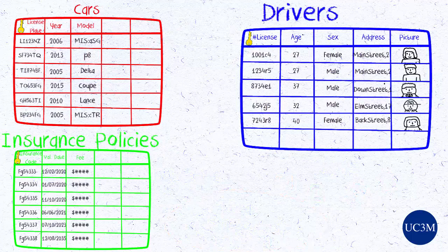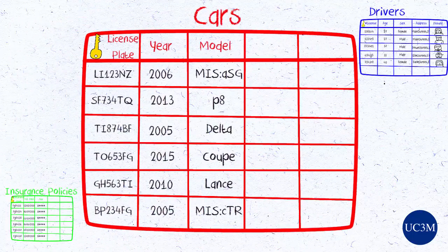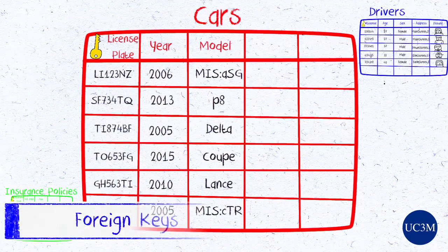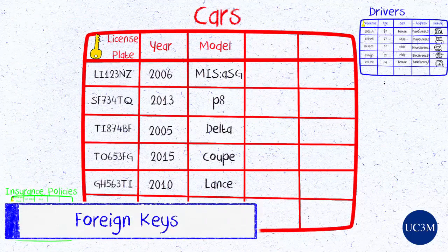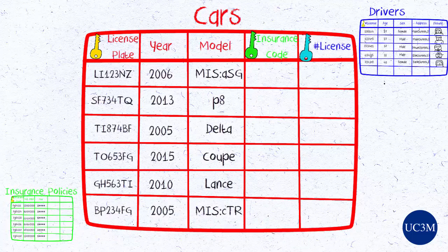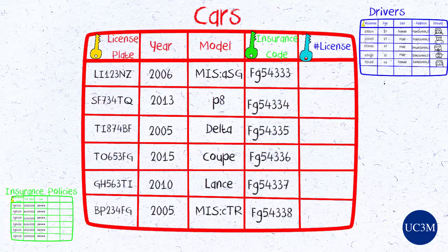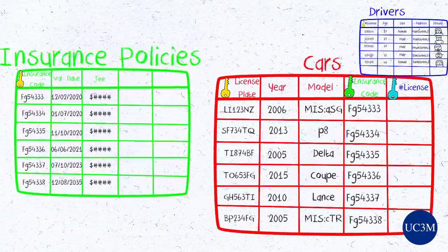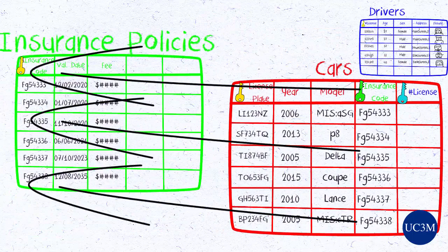In a relational database, relationships among tables are implemented through the so-called foreign keys. In our simplified example, the cars table could include two additional columns containing special attributes called foreign keys. The insurance policy column would contain, for each car, that is, for each row, the insurance policy code for that car. That must match the primary key of a row in the insurance policy table.